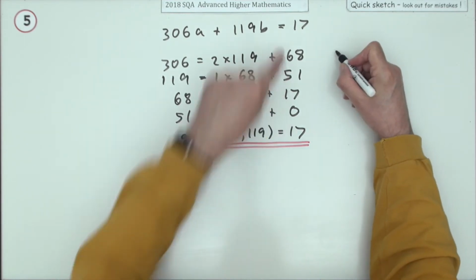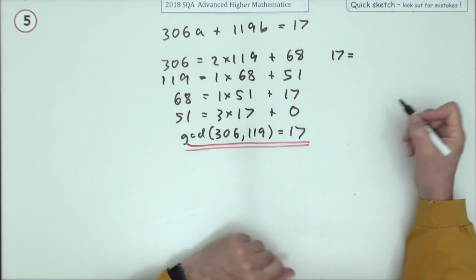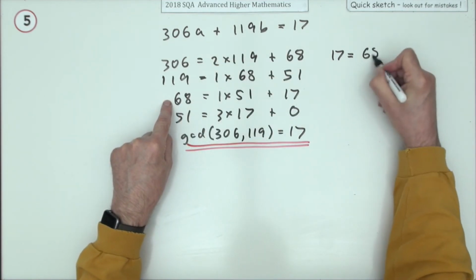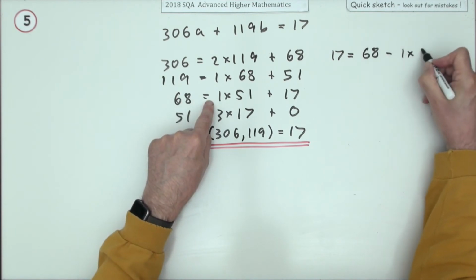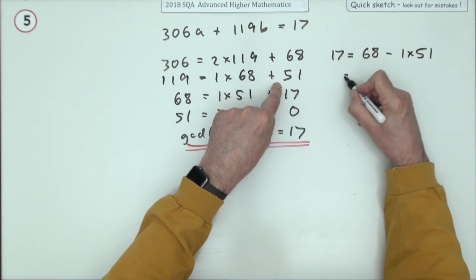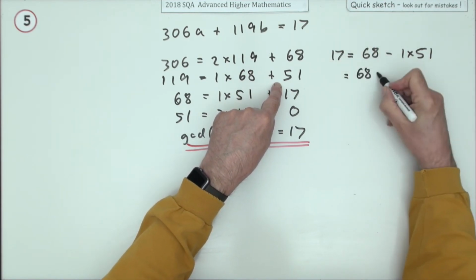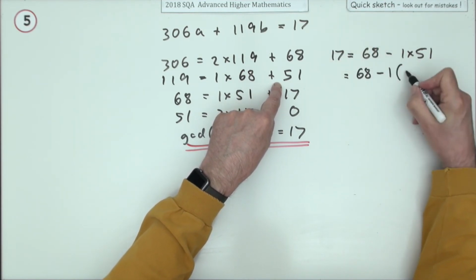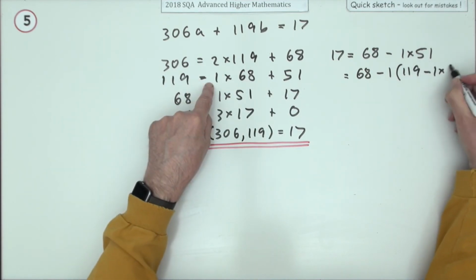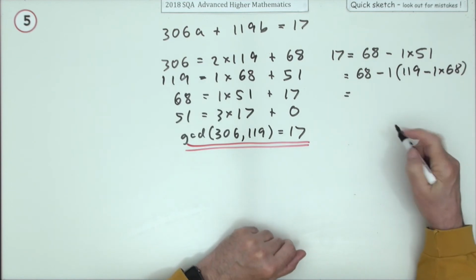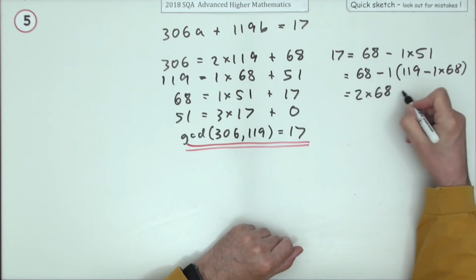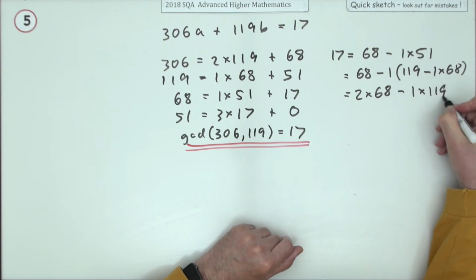Now start feeding it back through. I'm just going to write this equation backwards. 17 equals, here it starts here, 17 equals 68 minus 1 lot of 51. Now I can replace the 51, I'll not bother writing that down anymore. 68 minus 1 times, now 51 is 119 minus 1 lot of 68. I'll tidy that up. Minus 1 means there's another 68, so there's 2 68s, but just 1 lot of 119.